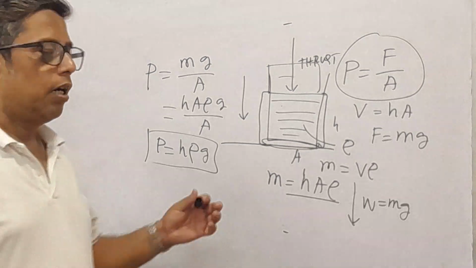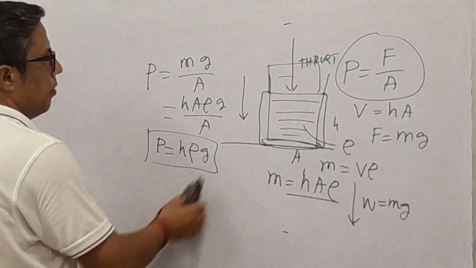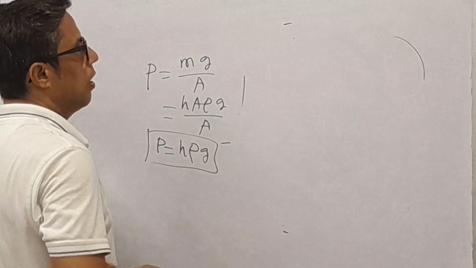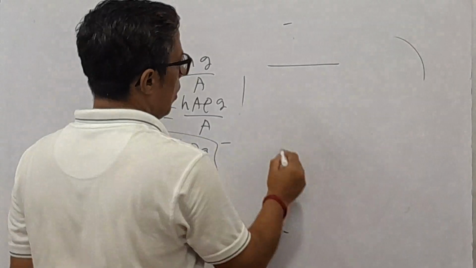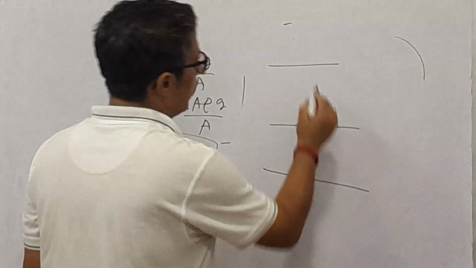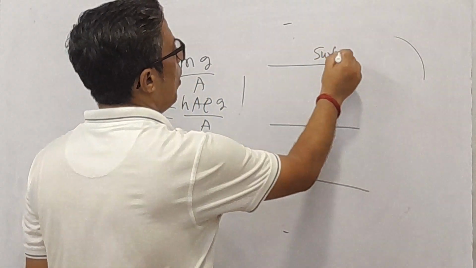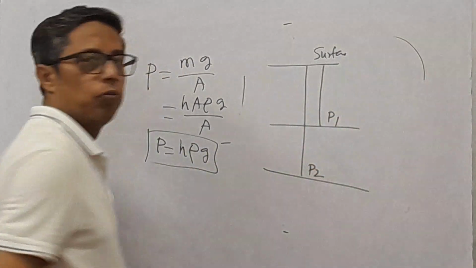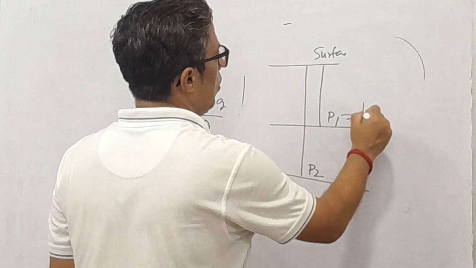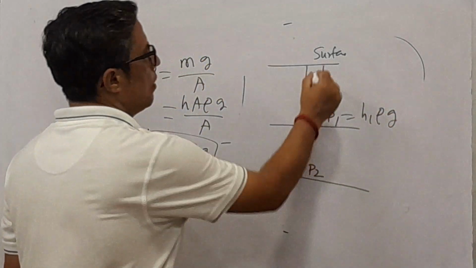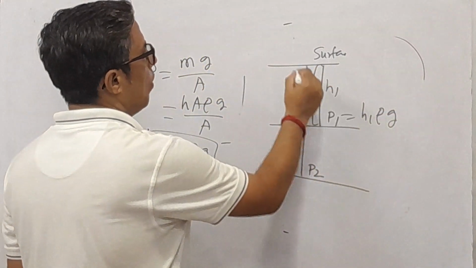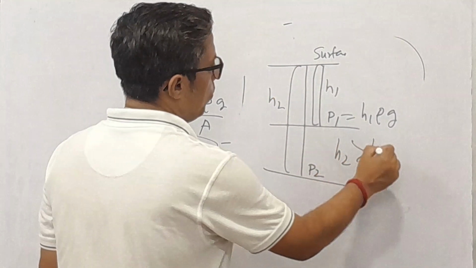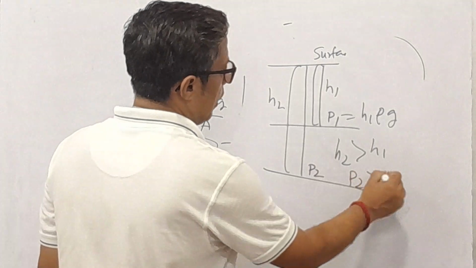Now let's go to the application part. Whenever we are in the deep sea or in a water lake, this is the surface level, and let's say these are different inner levels. If this is the surface of the water, here the pressure is P1, and here the pressure is P2. So P1 is equal to h1 rho g, where h1 is the height from the surface. This is h1 and this is h2, the height from the surface. Here h2 is greater than h1. That means P2 is greater than P1.